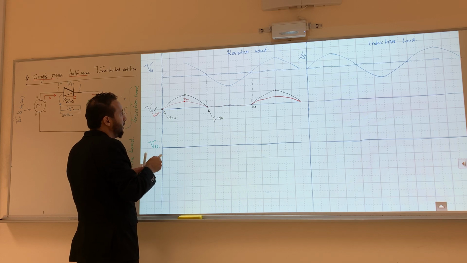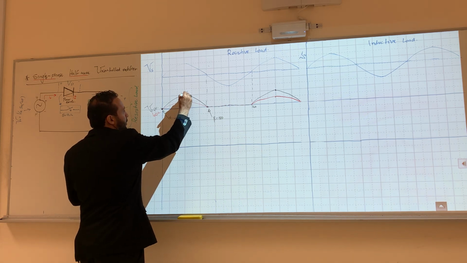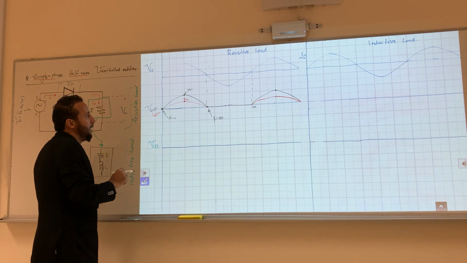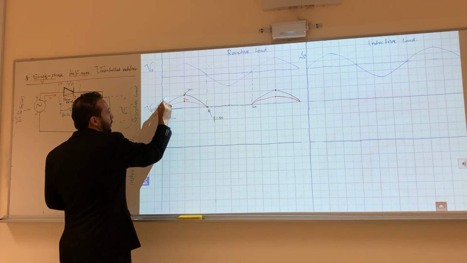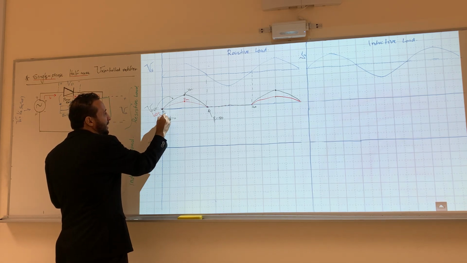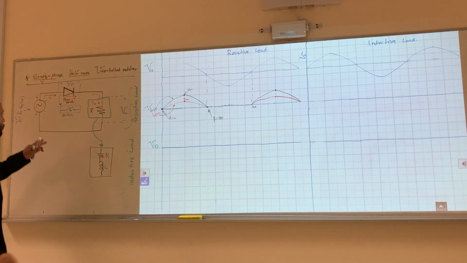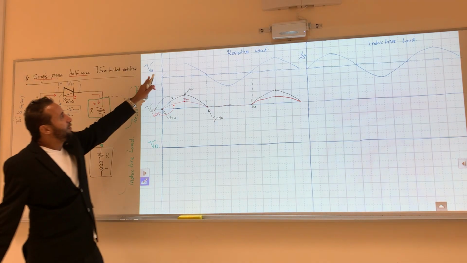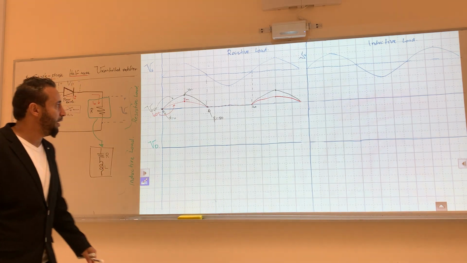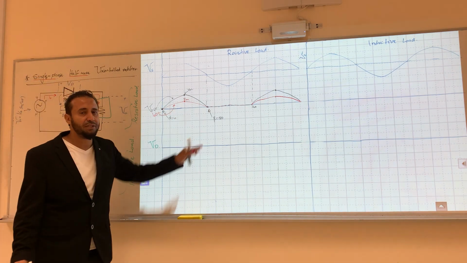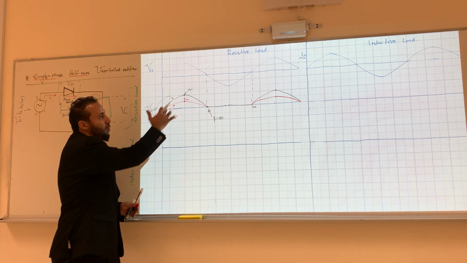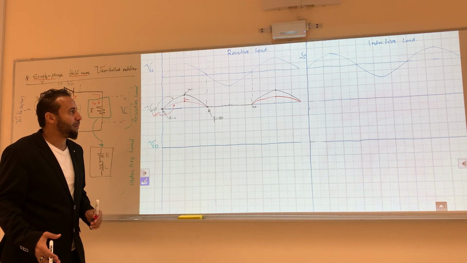This point is V max. And this is V out, and this is I out DC. It's now DC, guys. It was AC before. This one is V source AC. But the output now is DC because the polarity is only positive. So now the output is DC.